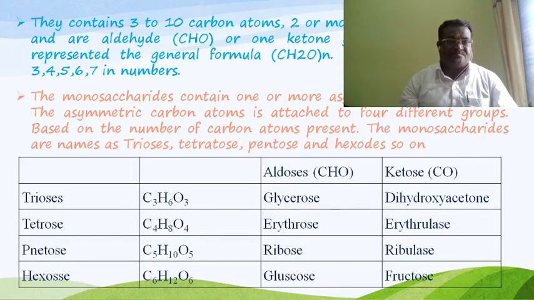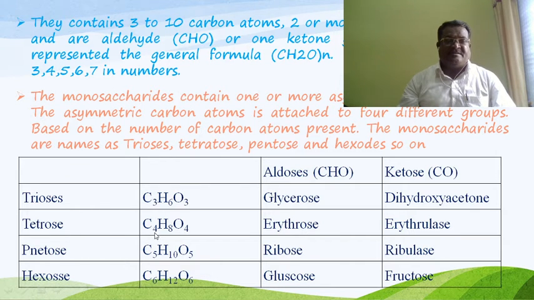Now this is one of the examples of the aldoses and ketoses. One is the triose. You know that it contains 3 carbon atoms and 6 hydrogen atoms, and is called glycerol. This one is the aldose group.